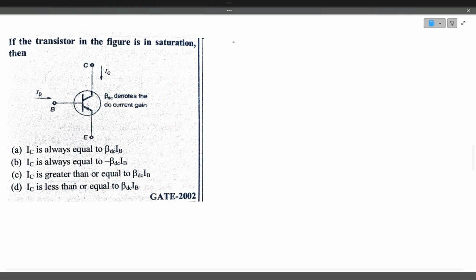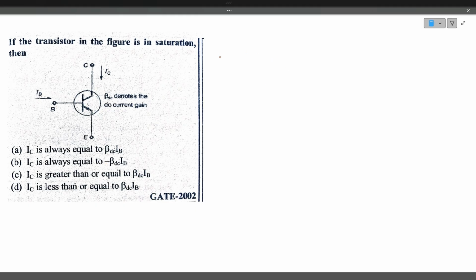We'll see the next question. If the transistor in the figure is in saturation, the collector current is always equal to beta DC IB, or greater than or equal to beta DC IB, or IC is less than or equal to beta DC IB. We'll see this in great detail.